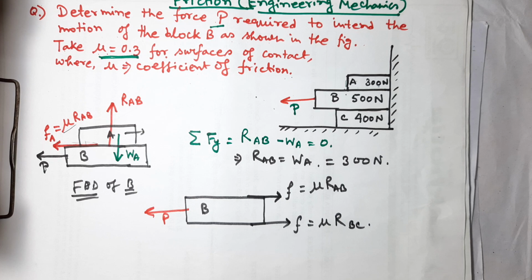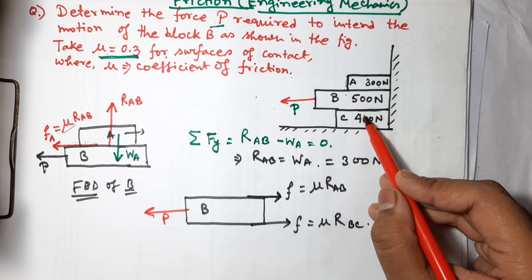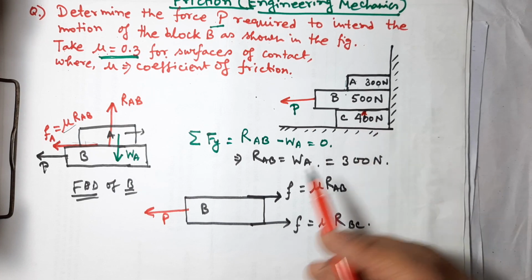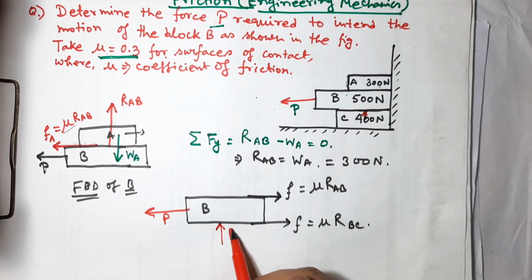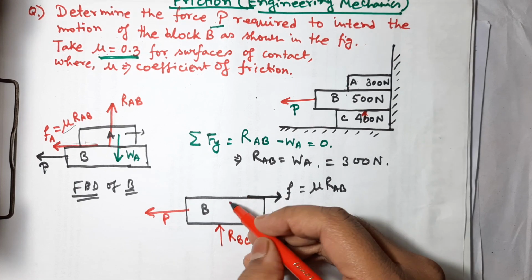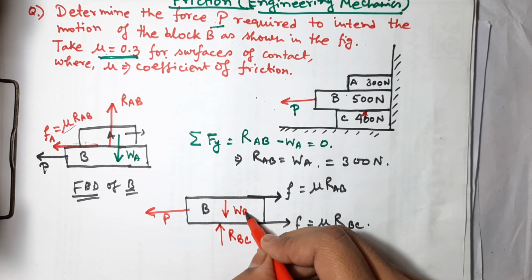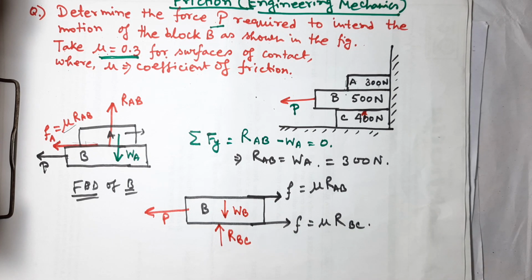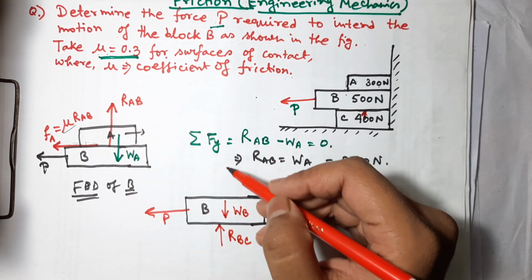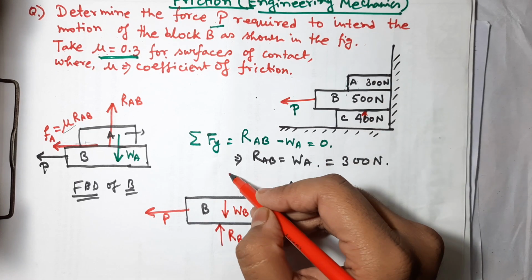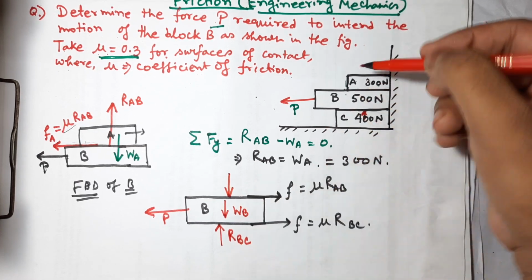So see, RBC means what? Here I am drawing what this RBC is. In the same way, the C block will exert a normal reaction on the B block, so this is the RBC. Another thing is the weight of the B block, which is WB, and RAB. RAB means what?